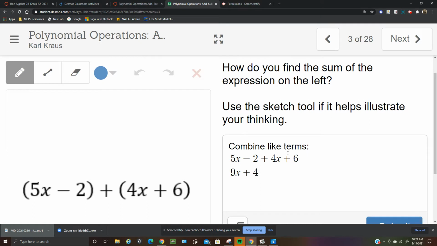And how do you find the sum of this expression here? You're just going to combine like terms. So I take away the parentheses in an addition problem and combine like terms. 5x plus 4x is 9x. Negative 2 plus 6 is 4.